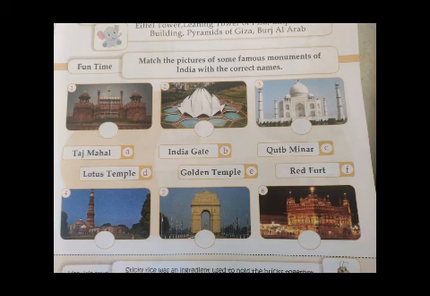Now see image 5. It is also a very famous monument, called the Gateway of India. This Gateway of India is an arch monument. It was built in the early 20th century and it is located in Mumbai, in Maharashtra. So you can write option B in the fifth image.